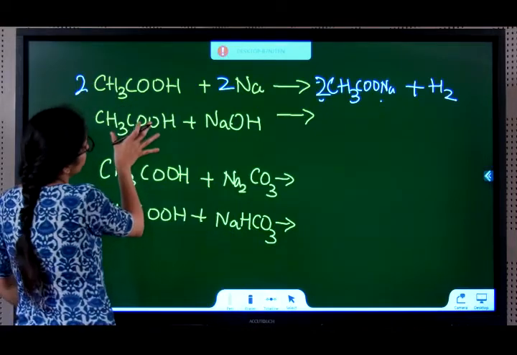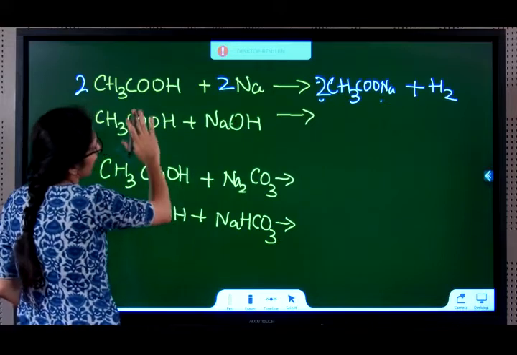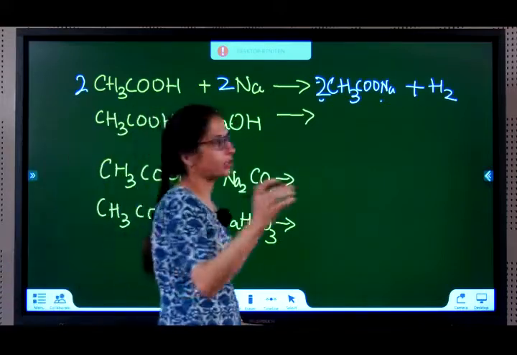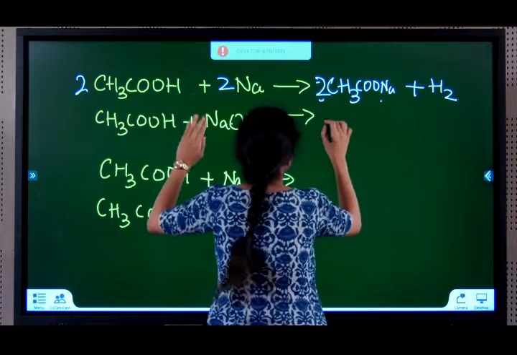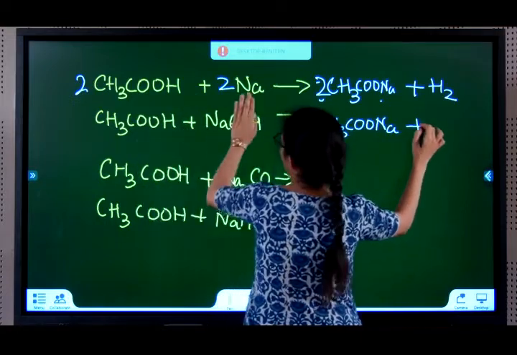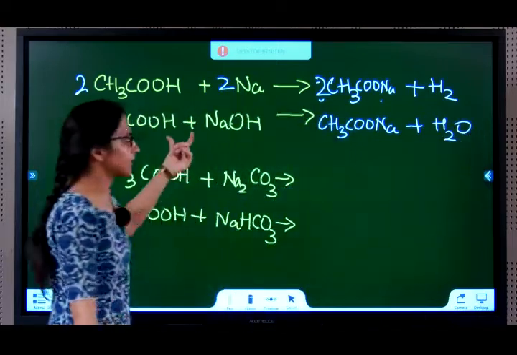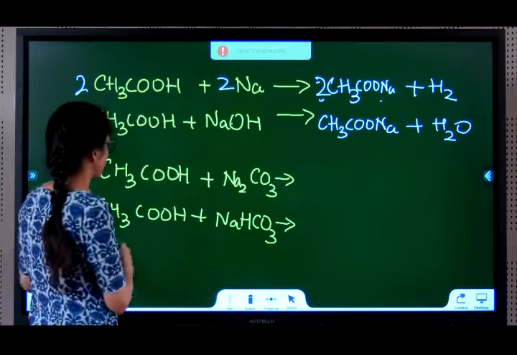Next, acetic acid is an acid. Sodium hydroxide is a base. Acid and base react to form a salt and water. So the Na will go and sit here. CH3COONa plus OH takes this H and becomes water. This is nothing but a neutralization reaction.